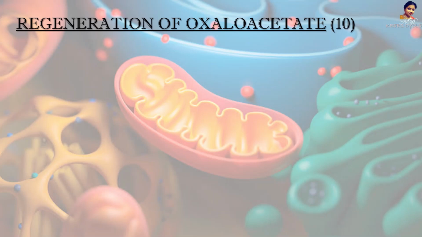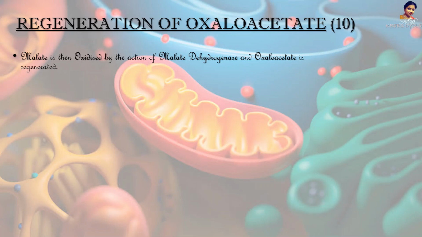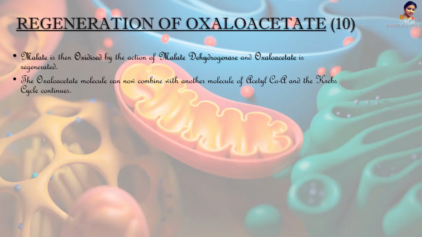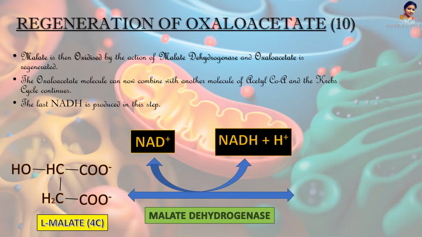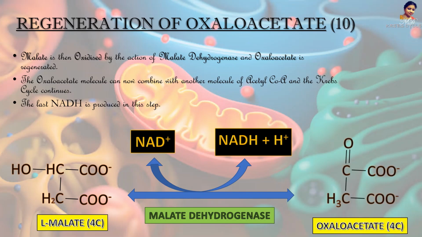The last and the most important step of the Krebs cycle is regeneration of oxaloacetate. Malate is oxidized by the action of malate dehydrogenase and oxaloacetate is regenerated. The oxaloacetate molecule can now combine with another molecule of acetyl coenzyme A and the Krebs cycle continues. The last NADH is produced in this step. Hence, in one turn of the Krebs cycle, 3 NADH molecules are formed. L-malate, by malate dehydrogenase, produces NADH by accepting electrons and oxaloacetate is regenerated.